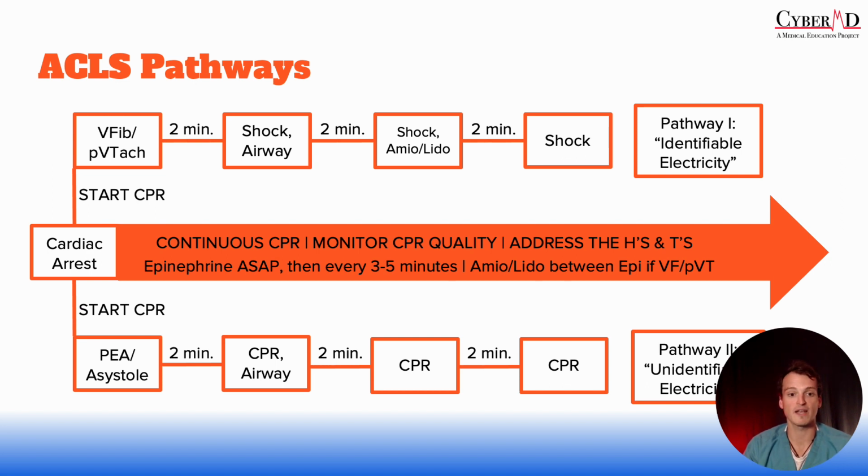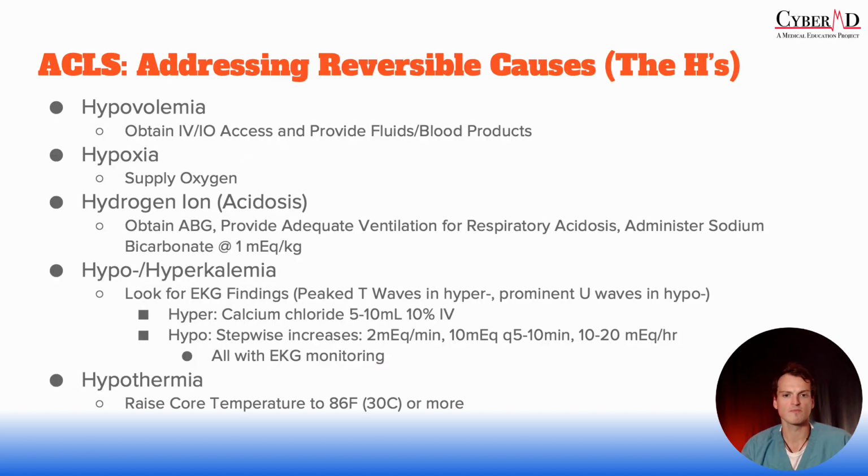You're going to be giving different medications to reverse your H's and T's, and providing epinephrine as soon as you can, and then again every 3 to 5 minutes. So that's a general overview of the ACLS pathway. You can probably find a better graphic online from the American Heart Association. They have a really great graphic that I highly encourage you to study with. It's phenomenal, but for the purposes of this lecture, I thought that this was a very suitable graphic for everybody to have and to use moving forward.